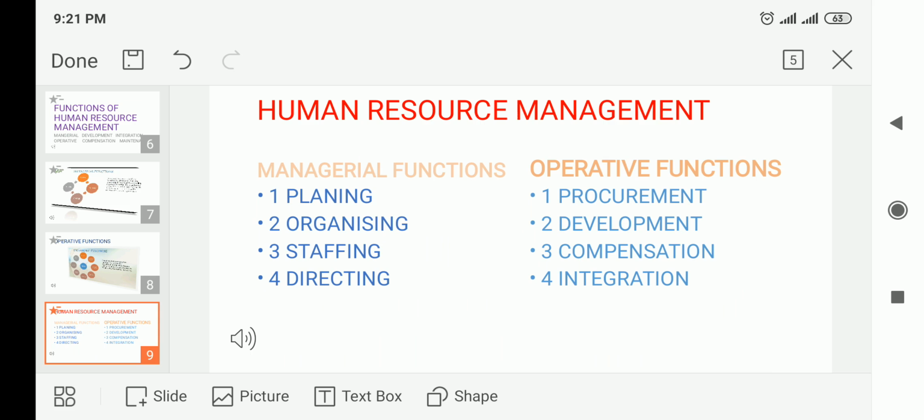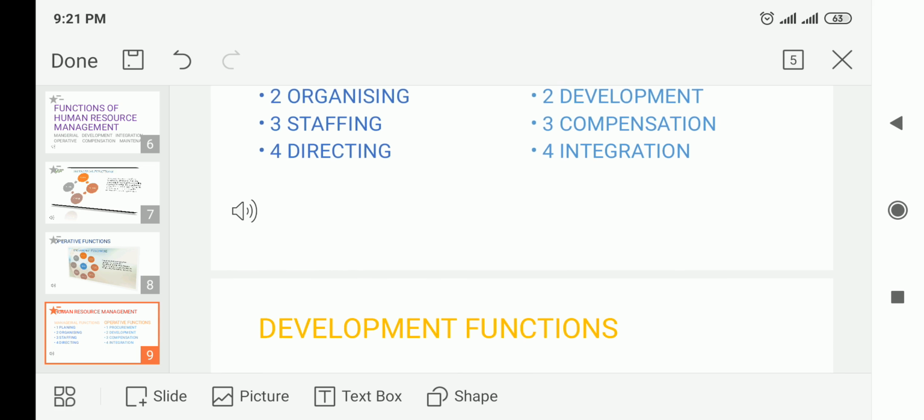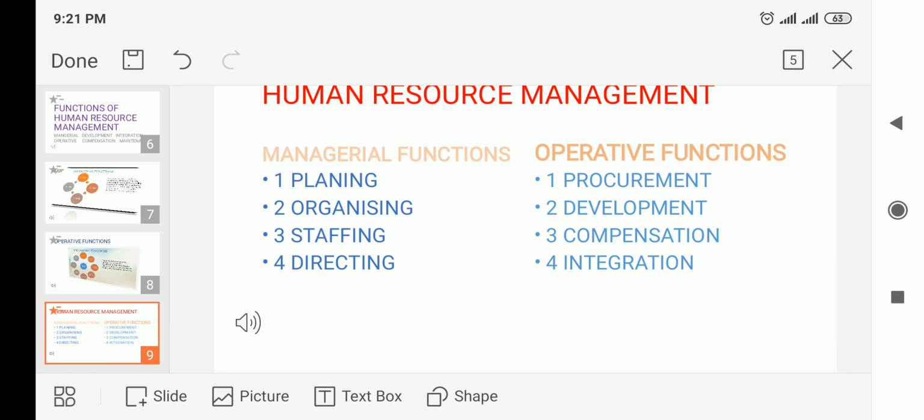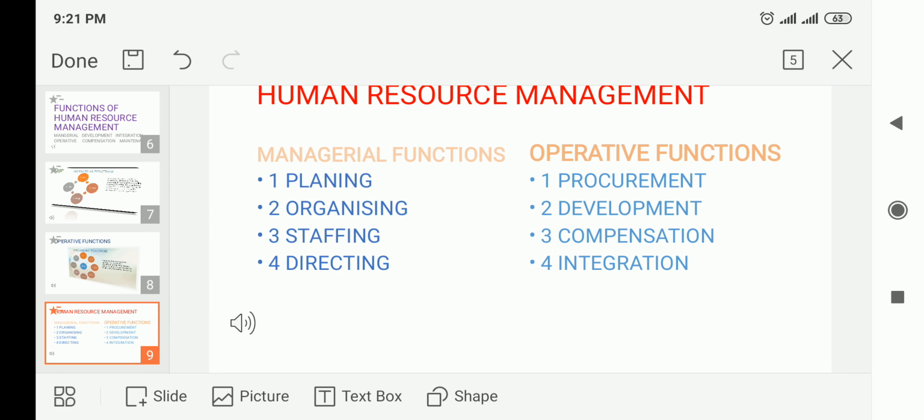Now you see the chart. Under managerial function, we have planning, organizing, staffing and directing. Second is the operative function, where we have procurement, development, compensation, integration. Now, many of you know what planning is. Planning is not putting things into action. Planning is thinking in advance. You are planning beforehand, so the planning work should be done beforehand.